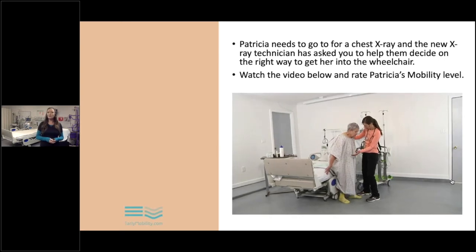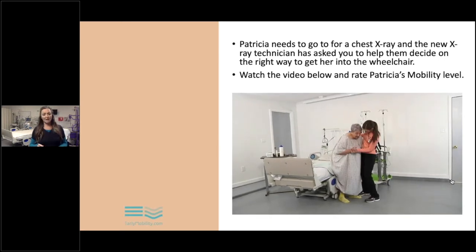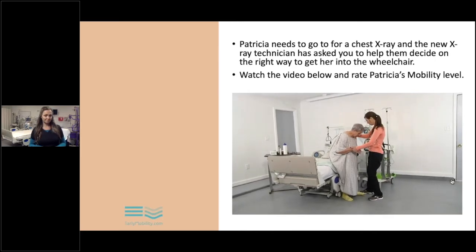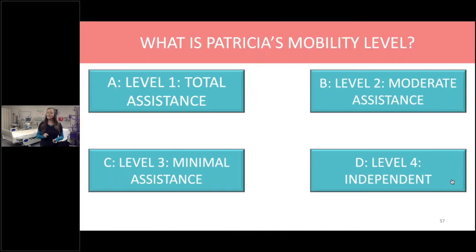Can she clear her bottom? She was able to clear her bottom, wasn't she? But then what did you see? Did she pass the standing test? She didn't, did she? She was unsteady. She cleared her bottom, but she was not steady to move on to the next level.